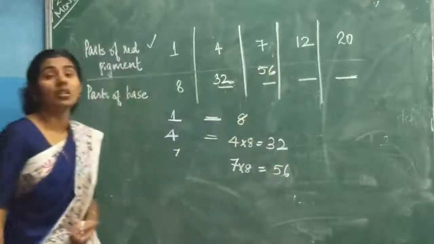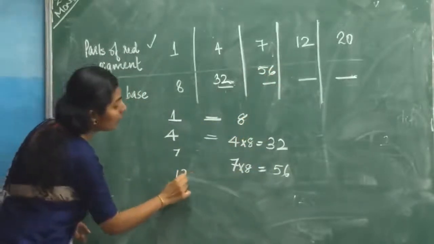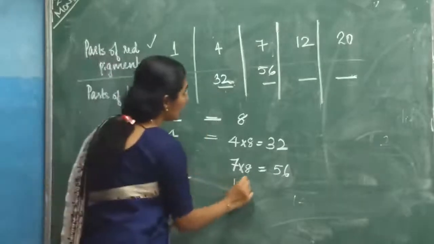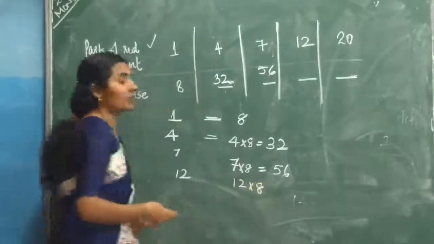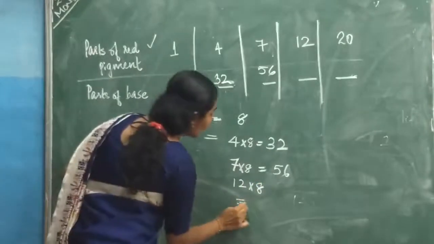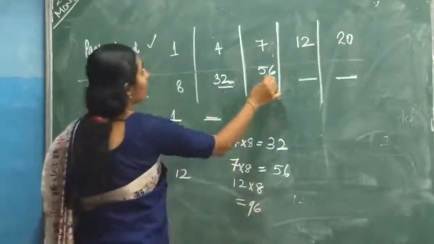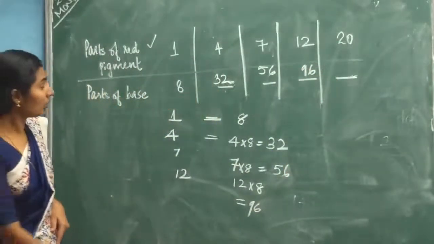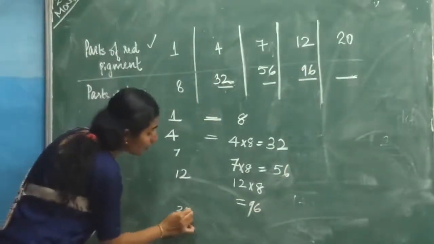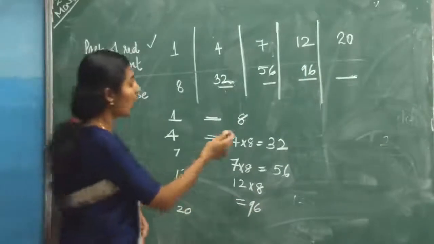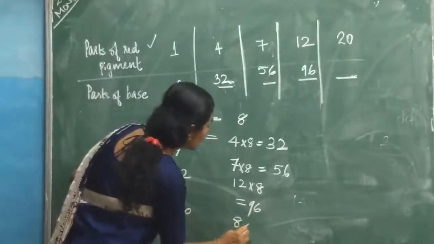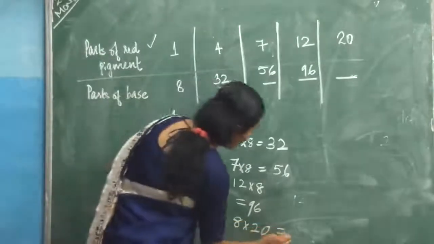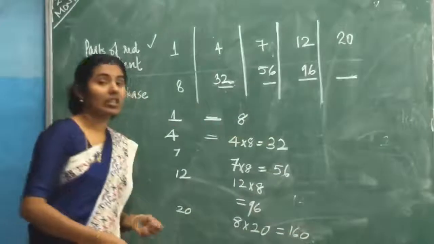Right here. Now we see 12 parts of red pigment. How much base do they need? 12 multiplied by 8. So what is the answer? 96. Right here. Now we see the next one. For 20 parts of red pigment, how much base do you need? 8 multiplied by 20. So what will you get? 160.